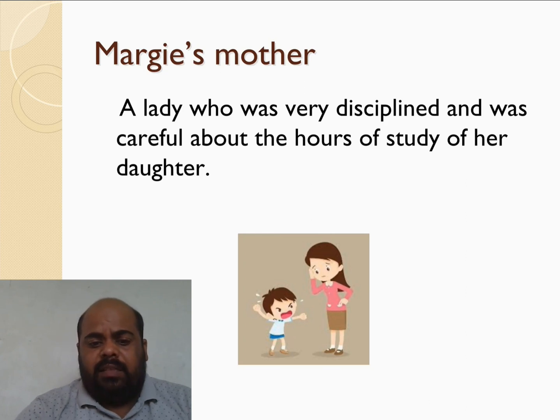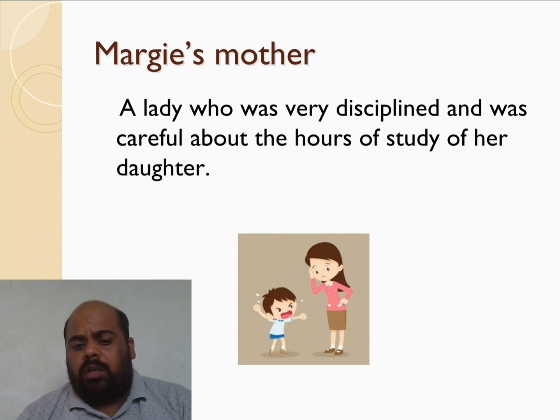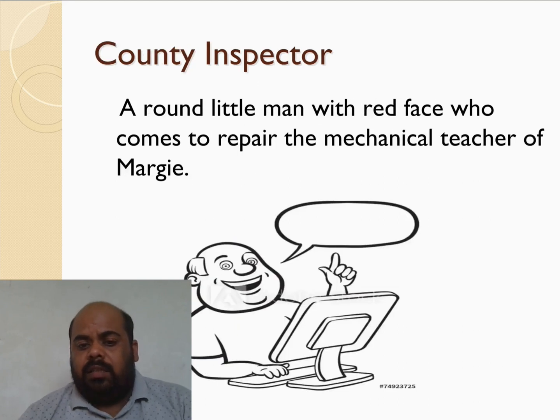Our next character is Margie's mother, a lady who was very disciplined and was careful about the hours of study of her daughter. Our next character is the county inspector, a round little man with a red face who comes to repair the mechanical teacher of Margie. Other than these four, there is one more character, which is the mechanical teacher himself. We will talk about him in this story.